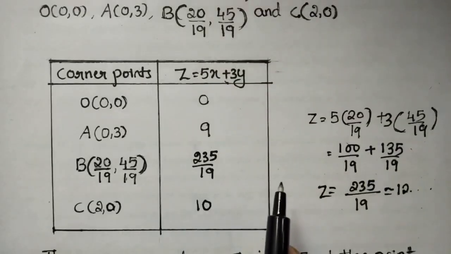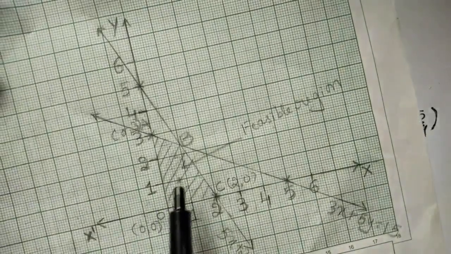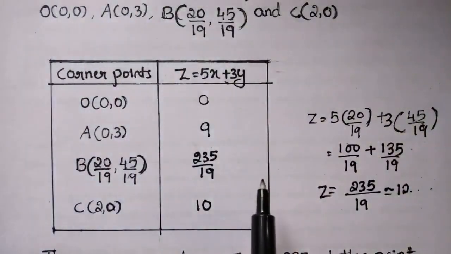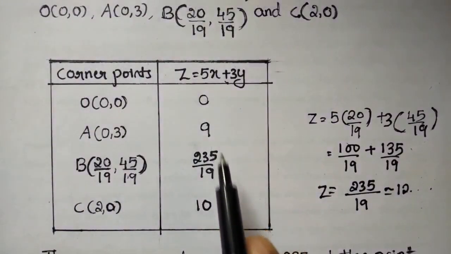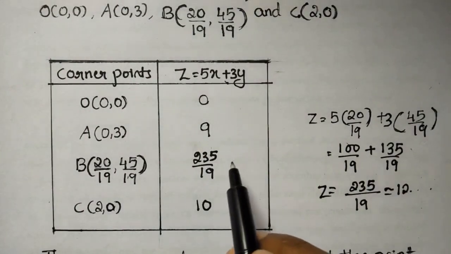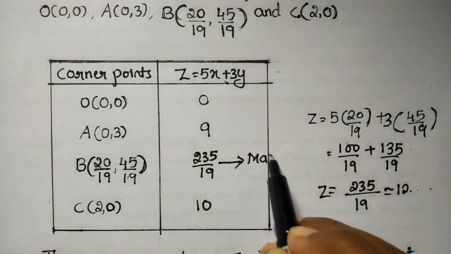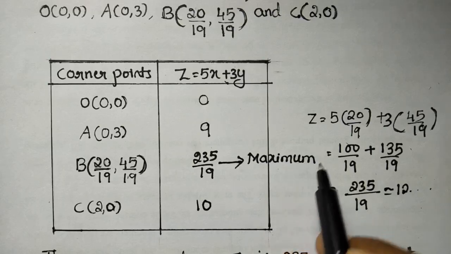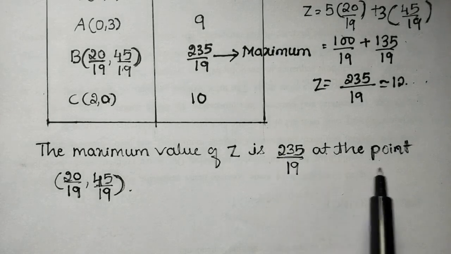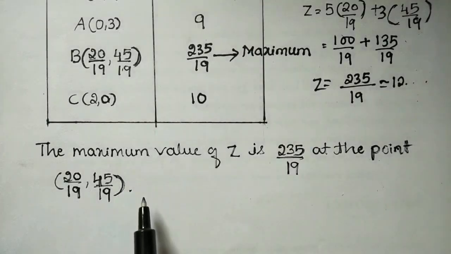Also, the feasible region in the graph is bounded. So we know that if the feasible region is bounded, then the maximum value of z will be the largest value of z obtained at the corner points. Here the largest value is 235 by 19 because it is nearly 12. So this is the maximum value. So we conclude that the maximum value of z is 235 by 19 at the point 20 by 19, 45 by 19. This completes the solution of the given problem.